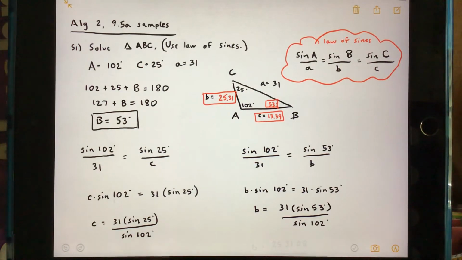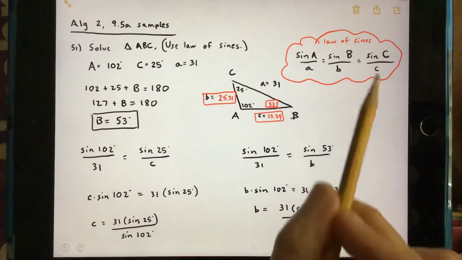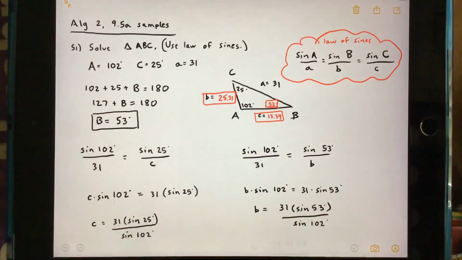All right, Algebra 2, let's practice with using the law of sines to solve triangle ABC that we're given. So I have reminded you of the law of sines over here and what that looks like, and we're going to be plugging into those true proportions in order to find what we don't know.